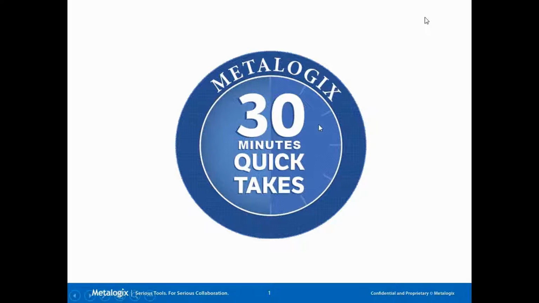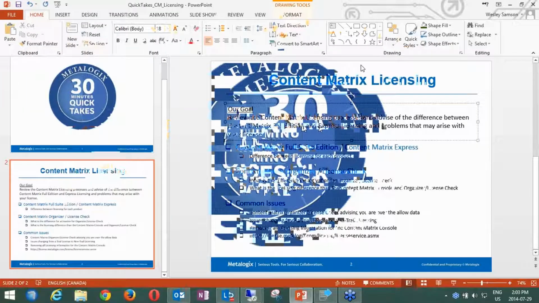Common issues that you may see with the Content Matrix organizer / license check, advising you that you may be over your data. Issues from changing licensing. These changes could be from trial license to non-trial licenses, or removing all license information from the Content Matrix console, which allows you to add a brand new license and easily get through some problems that I can show you in a minute. And lastly, a URL, which I will bring up at the end of the 15 minutes, advising specifically what that is. That's basically the end of the slideshow.